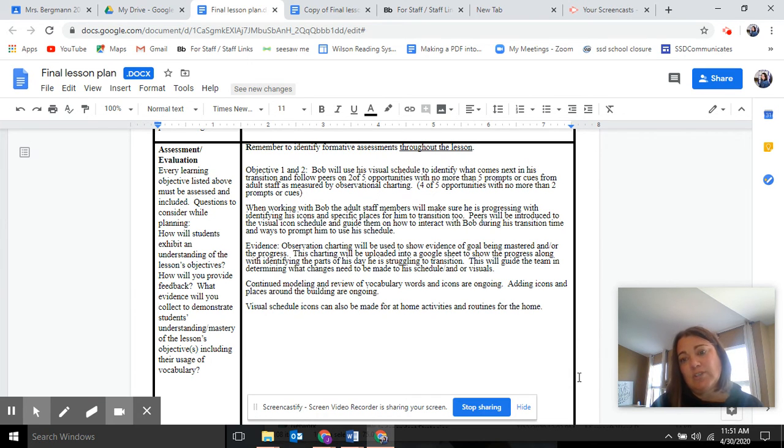So he would transition to the restroom by himself. Right now, he has to have an adult with him. Transitioning outside for recess, he has to have an adult with him. So really looking at fading those prompts and fading the adult support interaction. So this is what hopefully this lesson will help Bob do.